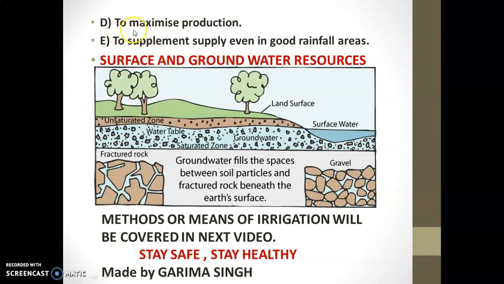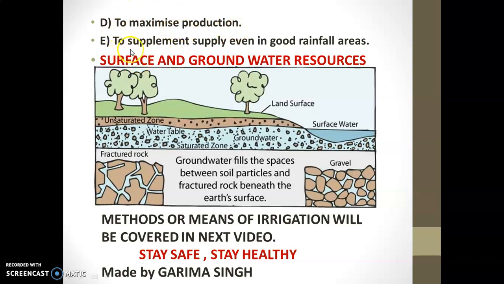Next is to maximize production. Maximize here means to increase the agricultural production. If we do not develop our irrigation system, we cannot increase the agricultural production. As we know, the rainfall is seasonal in India. Heavy rainfall occurs only during summer.